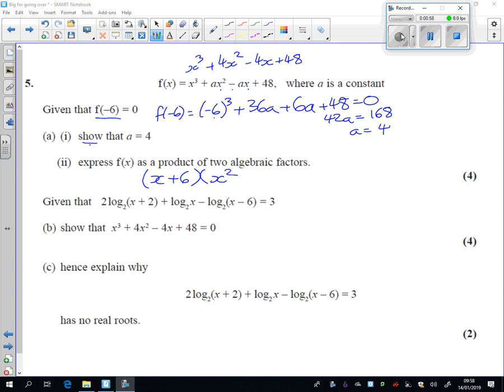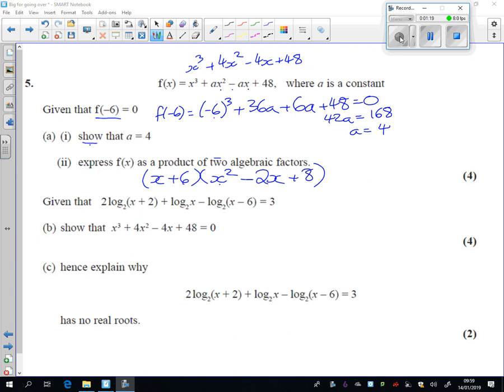So it's going to be an x cubed there. That gives me 6x squared. So I need to minus 2x is there. And I need 6 times 8 is 48 on the end. It doesn't just say 2 algebraic factors, so we haven't got to do any more than that. So part A is sorted.